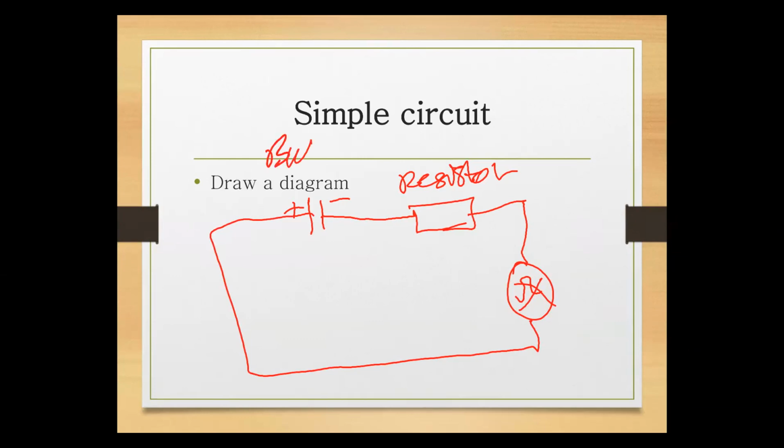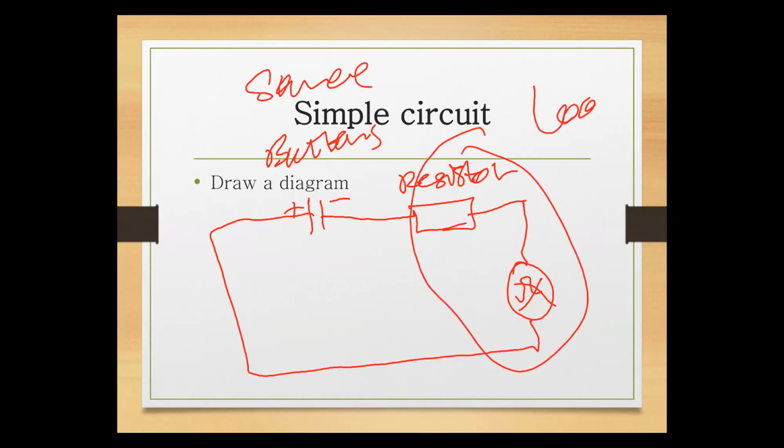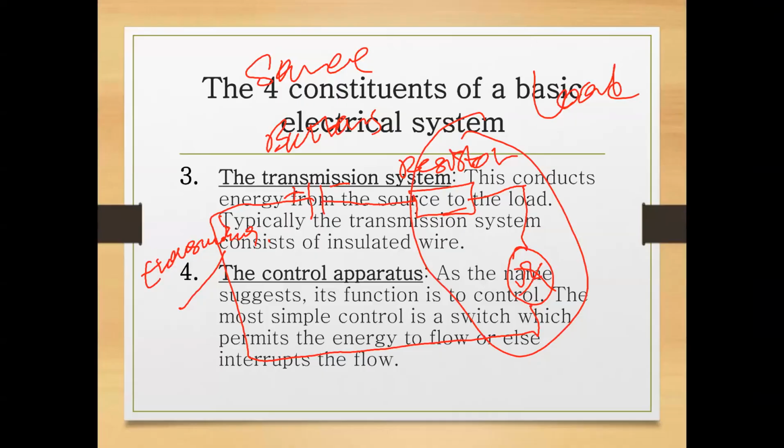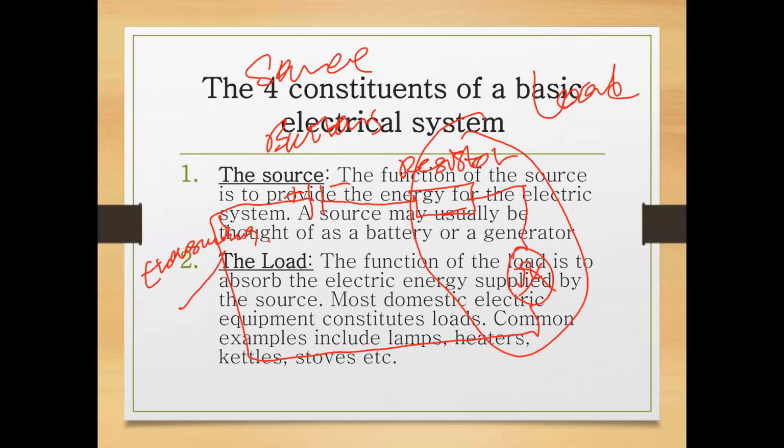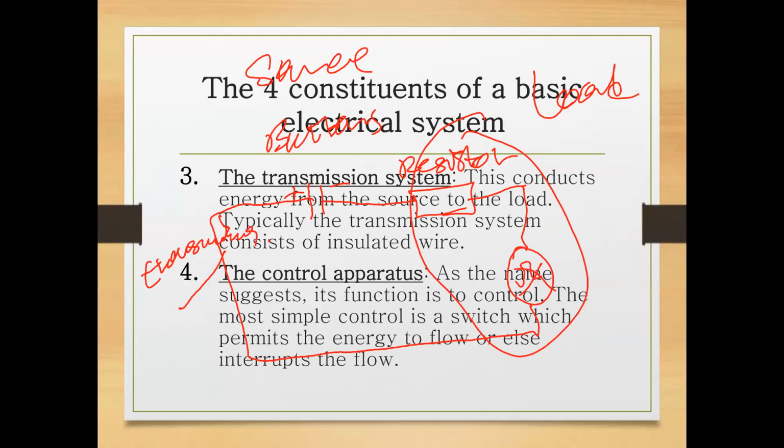If a battery, as we said, is the source, we have a load, which is these two, with wires, which is the transmission system. When you go back to your 4 points, you can start. The source, the battery we have, the load, the resistor and the light bulb we have. And then the transmission system is the wires we have. The control apparatus is the one that we don't have.